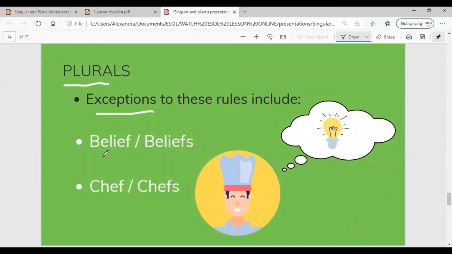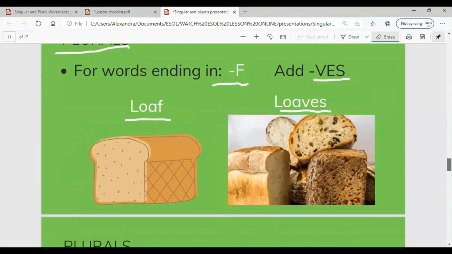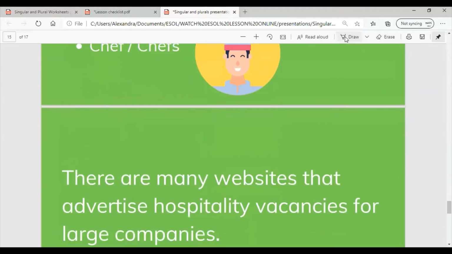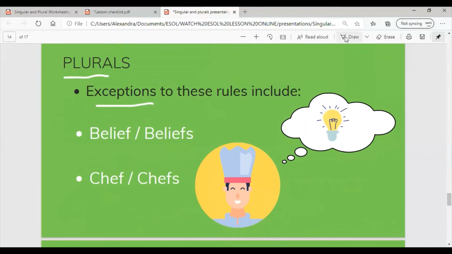So if you remember before when we had loaf, it ended in F and then we would add the VES on, we'd get rid of the F and have the VES added onto the end. Well, unfortunately, that's not the case for all words.